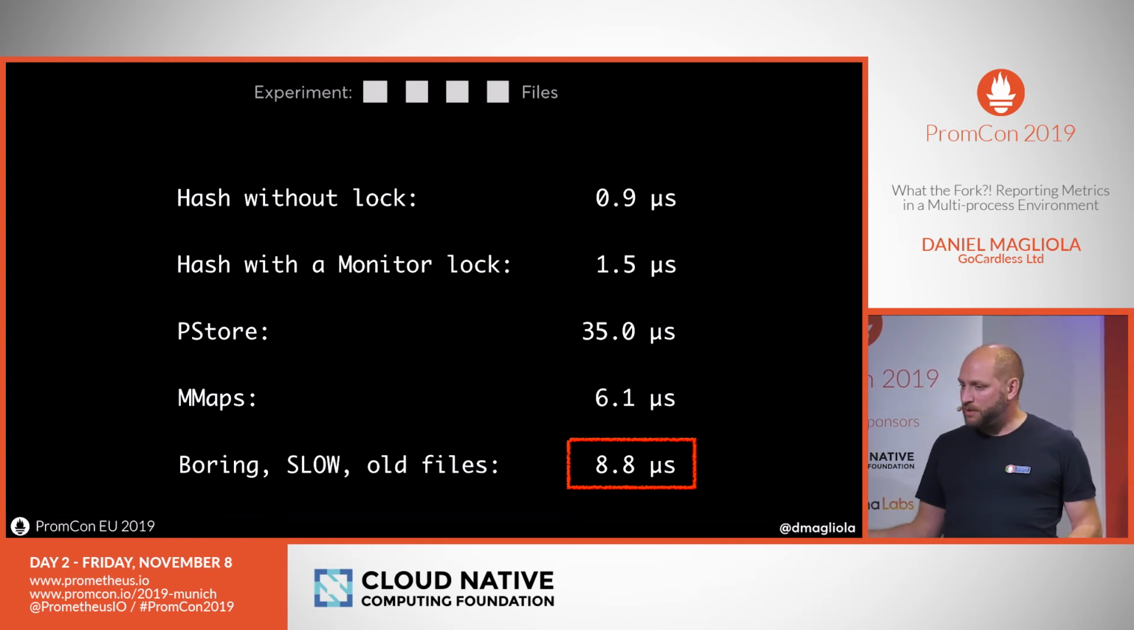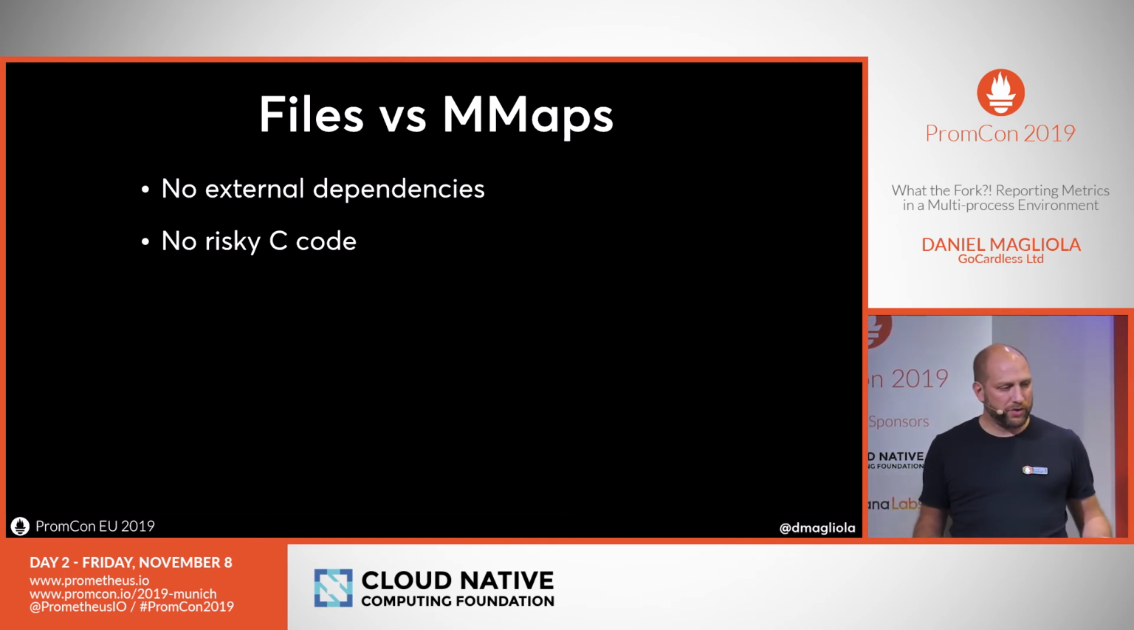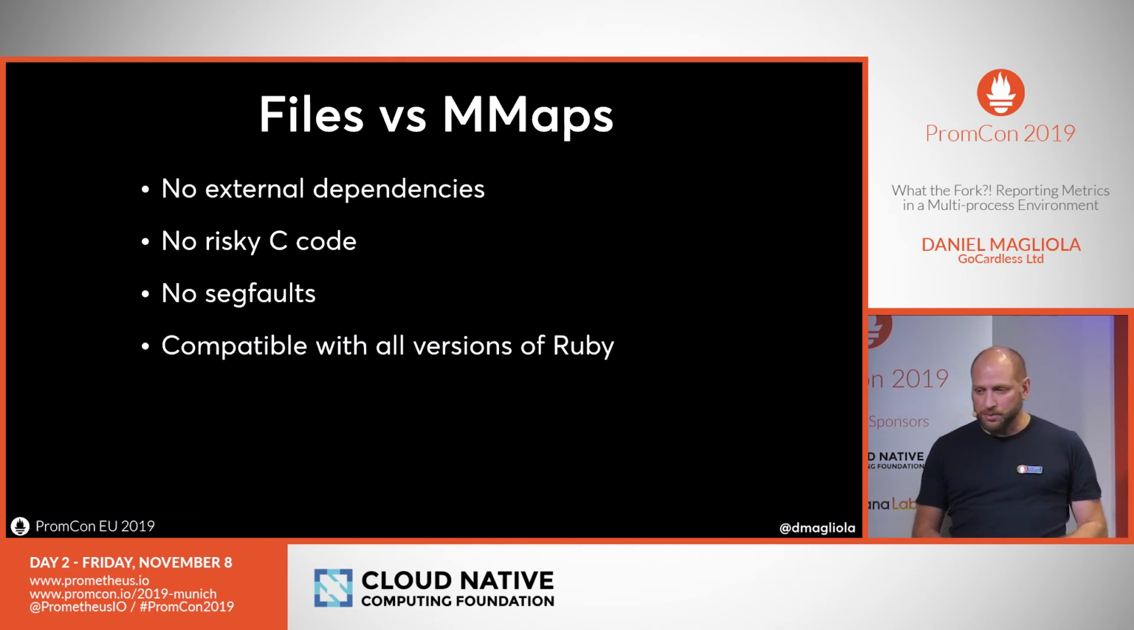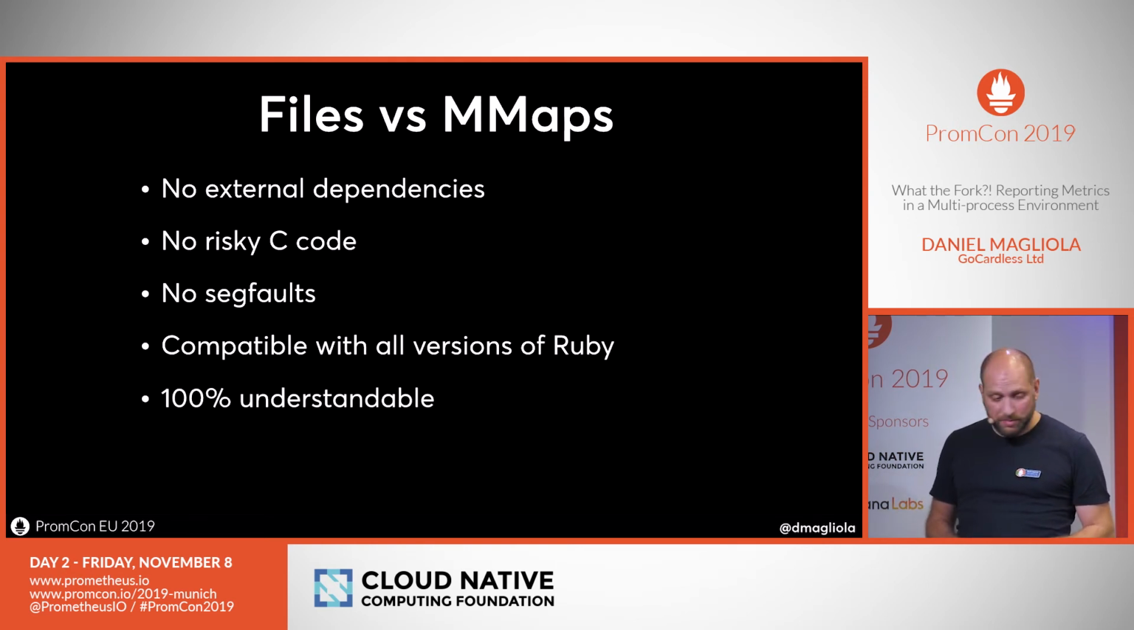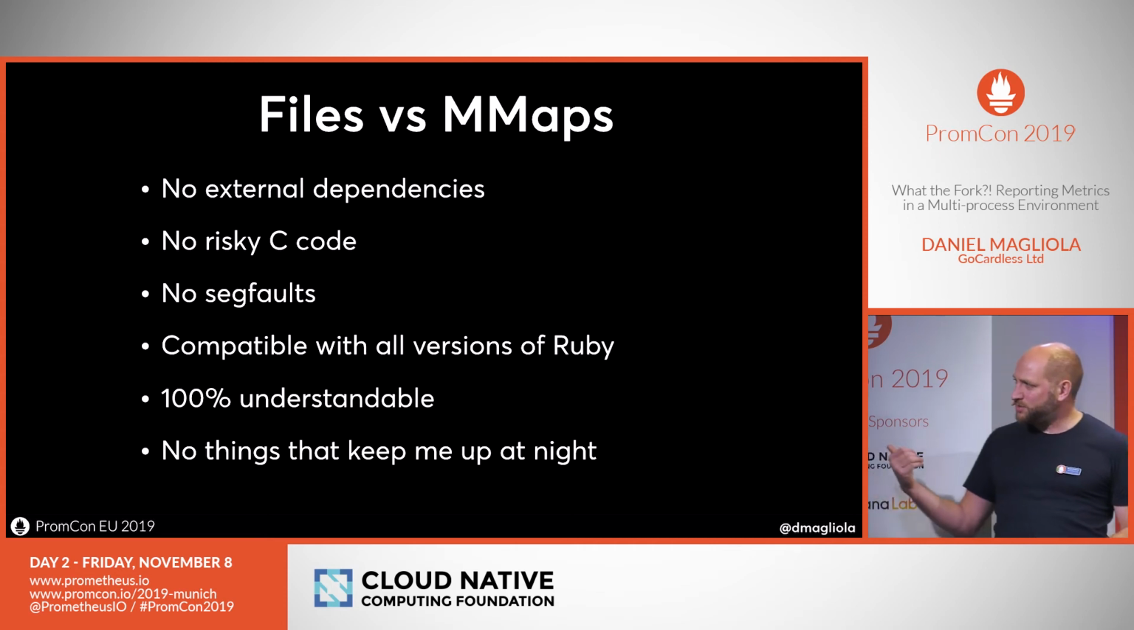And if we compare this to memory maps, we have no external dependencies. We have no risky C code. Definitely no seg faults. It's compatible with all editions of Ruby, because the mmap gem, for example, wasn't very happy with JRuby. It's 100% understandable by any Ruby programmer. And this is the most important part, it had nothing that kept me up at night. All of this for just 3 extra microseconds. This was a no-brainer. That's it. We were pretty much done.